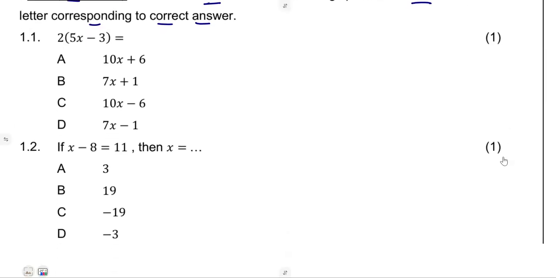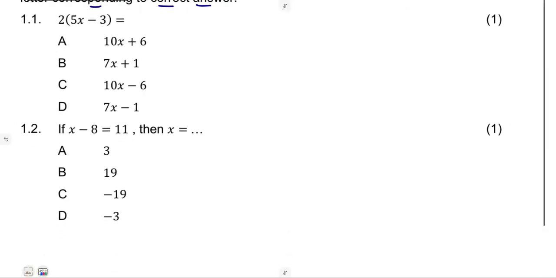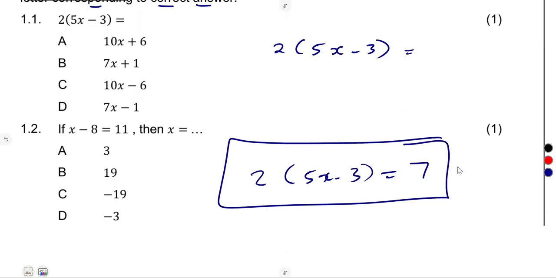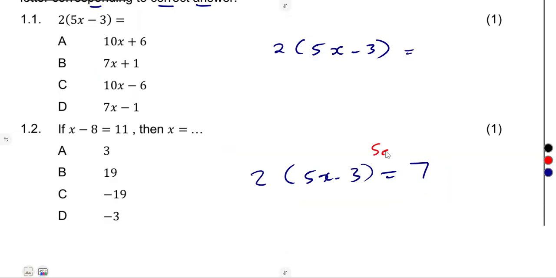So without wasting your time, guys, question 1.1, we are given 2 into 5x minus 3 is equal to what? So of these answers that we are given, what is it that we have? We are given an expression. This is not an equation where we are given 2x minus 5, then it is equal to a certain number. Then you're asked to solve for x, right?